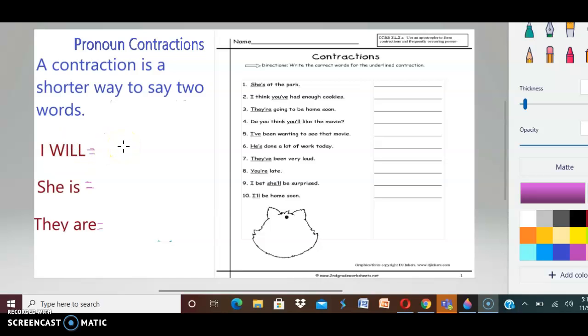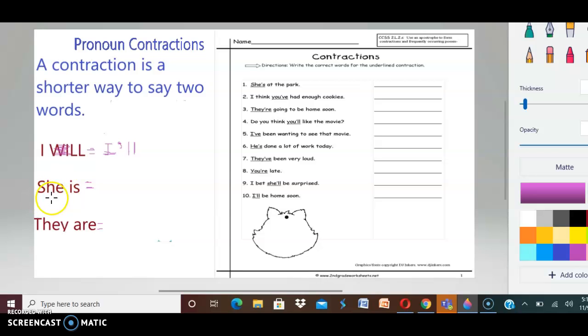So let's go ahead and look at some examples. I have the words here, I will. Let's turn this into a contraction. I will write I, and what I'm going to be removing is the W and the I in will. And I will replace that with my apostrophe, and I will just put LL. So instead of saying I will, we shorten it and it becomes I'll. I'll talk to you tomorrow. Shorter way to say it.